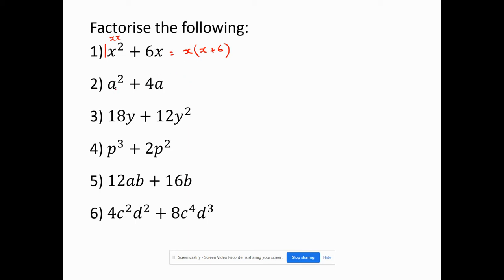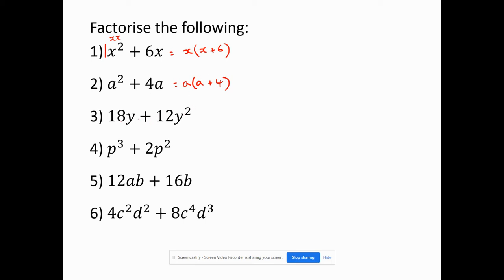This one's similar again. We've got a squared plus 4a. A is common to both of these terms here. So a will come out in front. There's no number. 1's the highest common factor in terms of the numbers, so I'm not going to even write that there. So a bracket a plus 4. And if I expand it out, I can always double check. A times a is a squared. A times 4 is 4a.